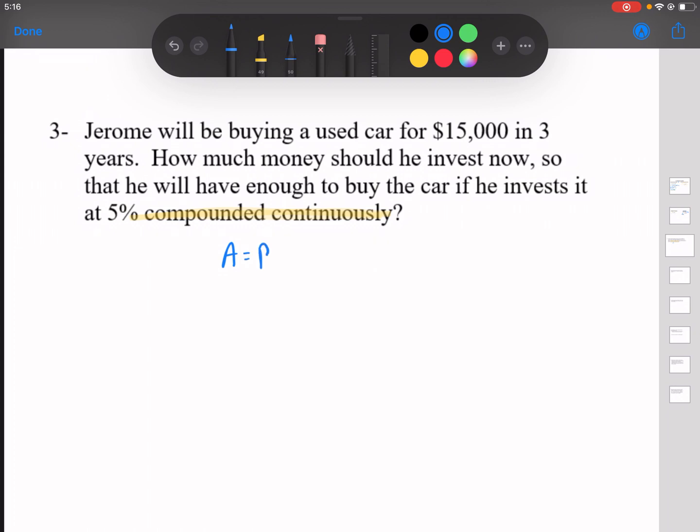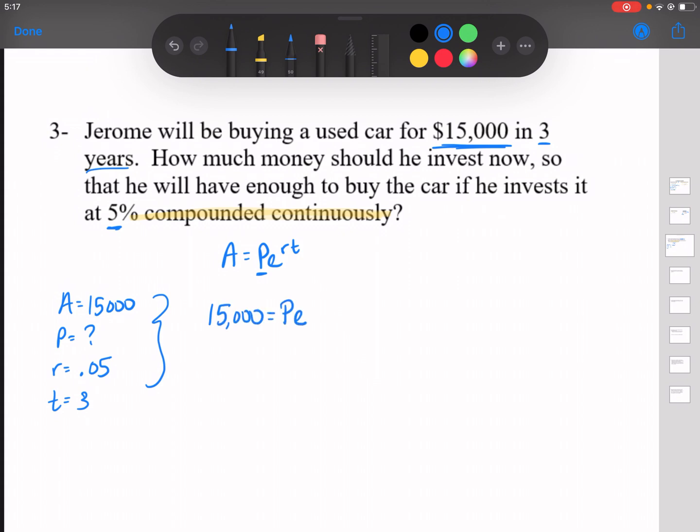So I've got A equals PE to the RT. And we want to figure out what we have to invest. So we're trying to find our principal amount so that we end up with $15,000. So our A is 15,000 while P is the unknown. Our rate is 5%, so I'll put 0.05. And T, remember, has to be in years, and it already is, so it's 3 years, so I'll put 3. So we'll go ahead and put this all in. So we have 15,000 equals P times E raised to the 0.05 times 3.